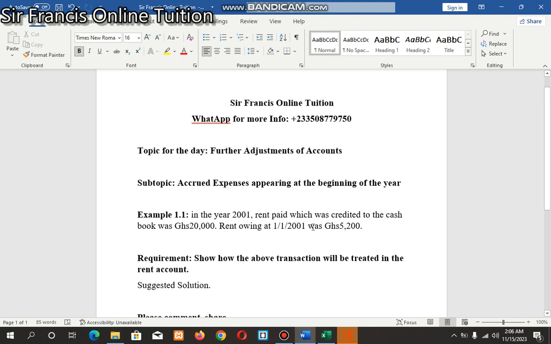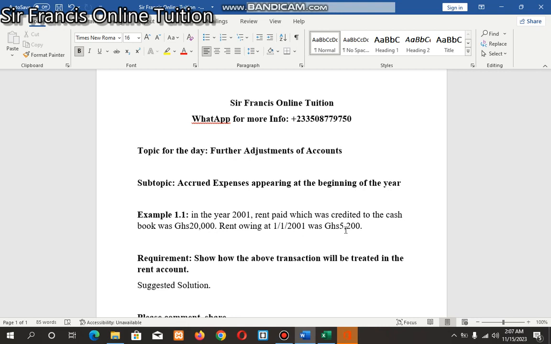But according to the matching concept, this 5,200 cannot be added to this year's expenses. But the expenses that we've paid for 2001 amount to 20,000. So out of the 20,000, some part of it, which is 5,200, is relating to the previous year. So you have to take it out. If you include it in this year's account, it means you are violating the matching concept. You are going against the matching concept.